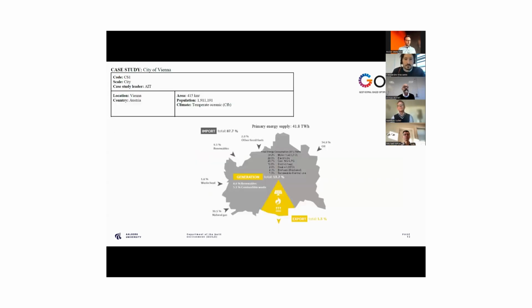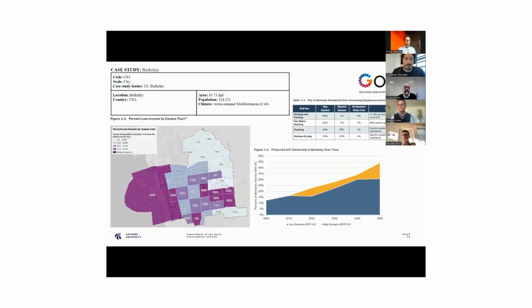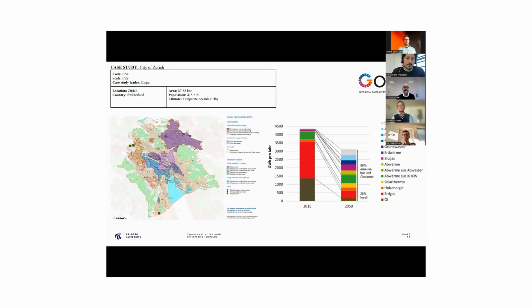And here is the city level, Vienna, with an area of 415 square kilometers. And here we have again Berkeley, also at city level, or city scope, and the area is 45.73 square kilometers. And the city of Zurich also we have here, and the area is 87.88 square kilometers.